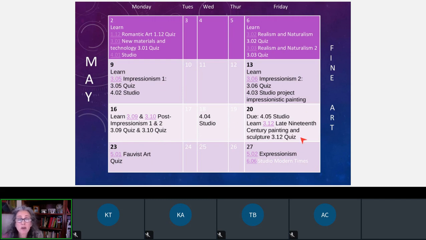And then we talked about, I think it was last time, symbolism in late 19th century painting. And we talked about Edvard Munch and The Scream. So I can review that if you didn't take the 3.12 quiz. So that's where we stopped.